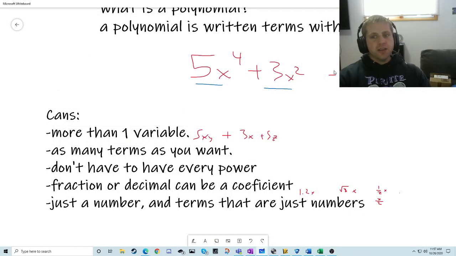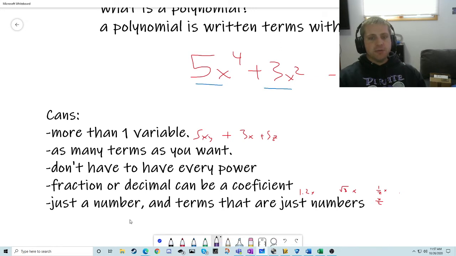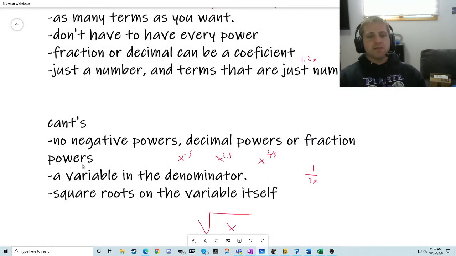Solo terms like negative 6 are fair game. If it's just the number 6, that's actually considered a polynomial. The other thing that I didn't say is whole number powers. It's got to have whole number powers. That's kind of covered in the cans though. There are no negative powers, no decimal powers, or fraction powers. So all those are off limits.